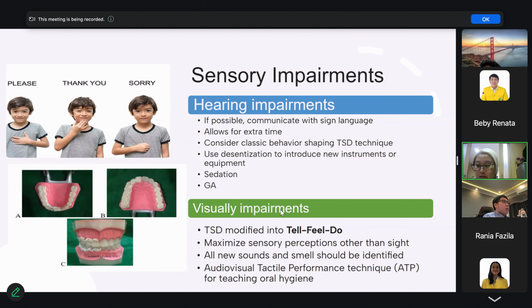And for visual impairment, you can modify the Tell-Show-Do into Tell-Feel-Do because usually visually impaired persons have strength in perception and auditory sensory. So you must maximize it. In this left figure is an example invented by our postgraduate student. She created a model for teaching oral hygiene for visually impaired children.